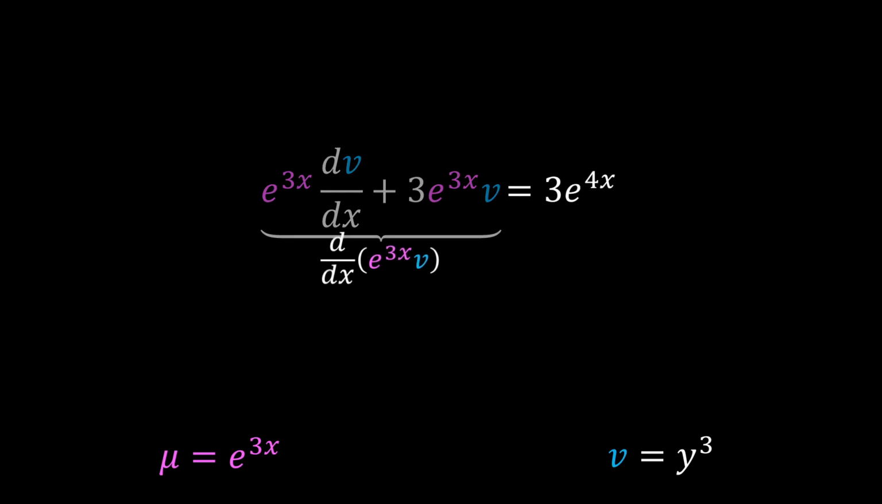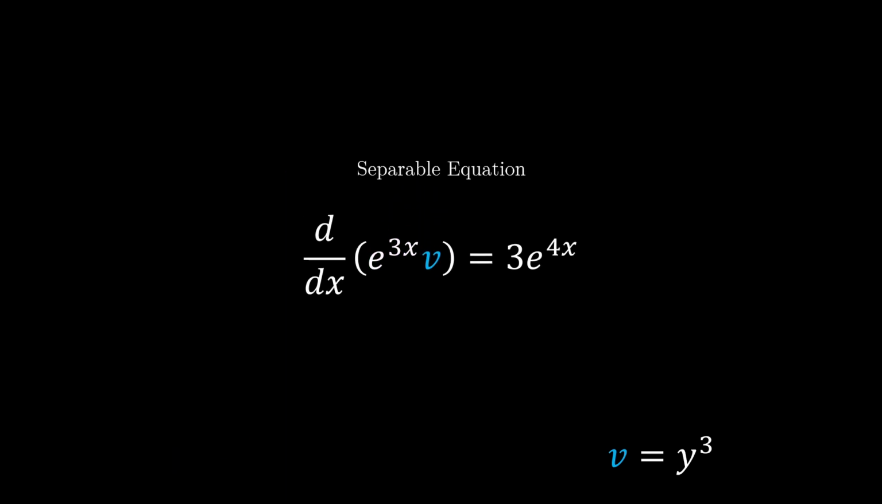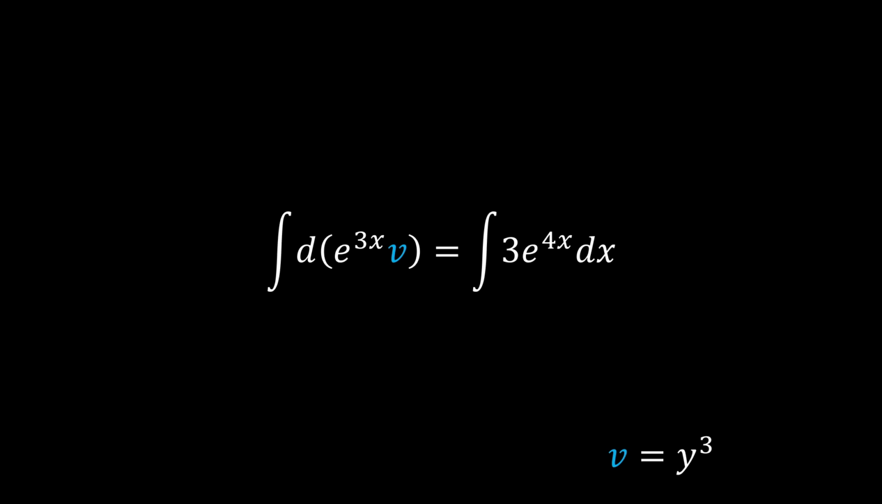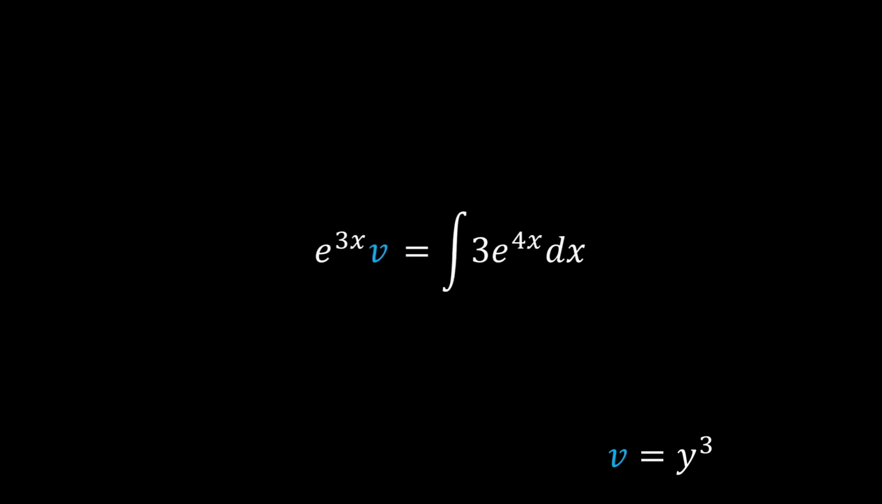The equation that results from this procedure is separable. We can solve this by moving the x's and dx on the right-hand side and allowing the d of e to the 3x times v to remain on the left-hand side. We can integrate both sides. On the left-hand side, the integral of the lumped quantity d of e to the 3x times v is simply e to the 3x times v. On the right-hand side, the integral of 3 times e to the 4x dx is simply 3/4 times e to the 4x plus c, where c is a constant that contains both integration constants from the left-hand side and the right-hand side.